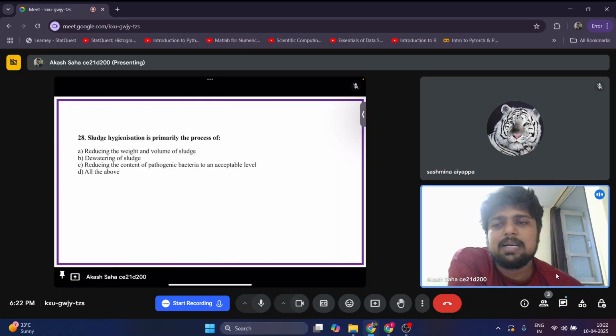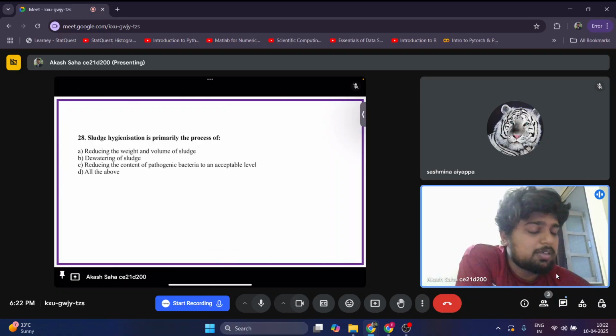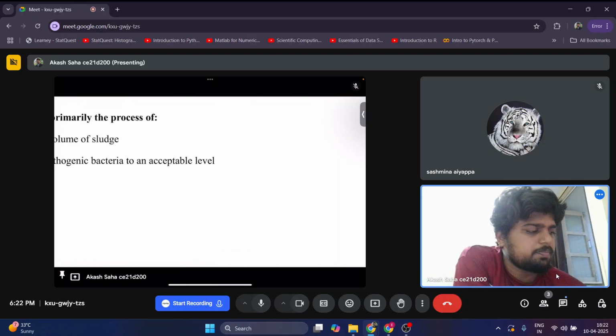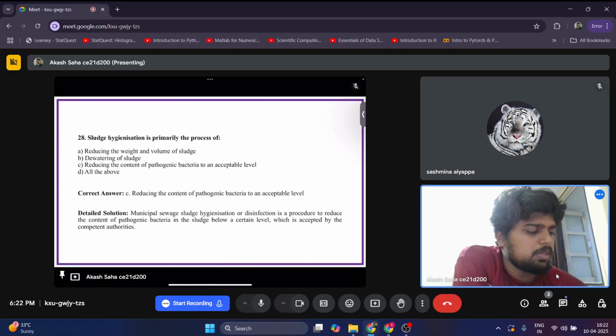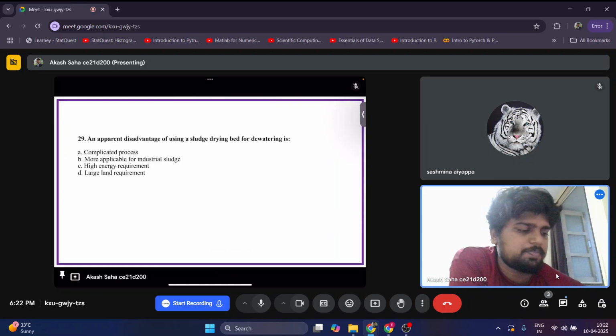Whereas the other options are to reduce the volume of sludge, reducing the weight and volume or dewatering of sludge. That will just reduce the volume of sludge. It will not remove the pathogenic bacteria. Municipal sewage sludge hygienization, also known as disinfection, is a process to reduce the content of pathogenic bacteria in the sludge below a certain level which is accepted by the competent authorities.